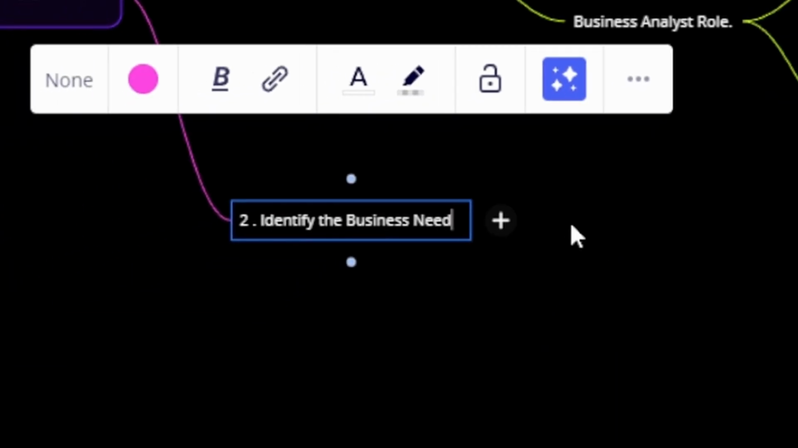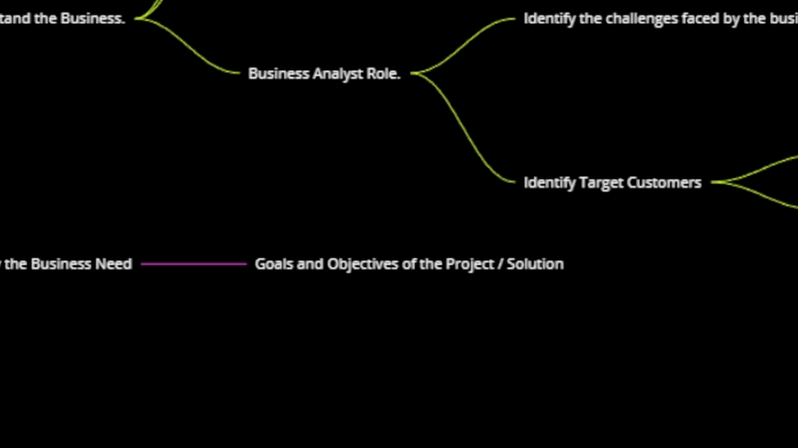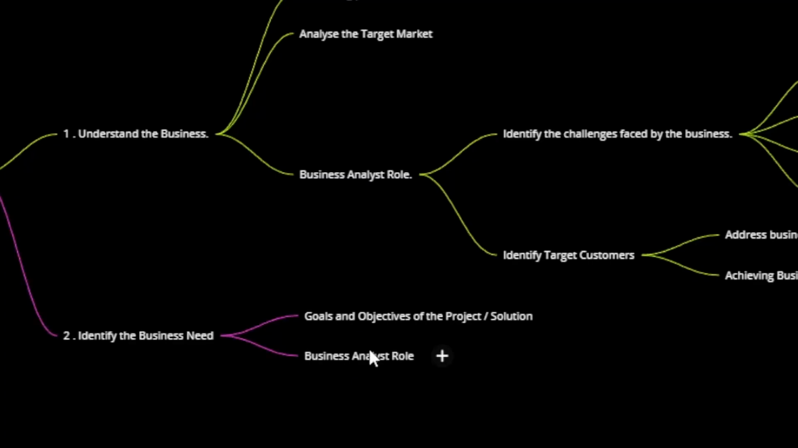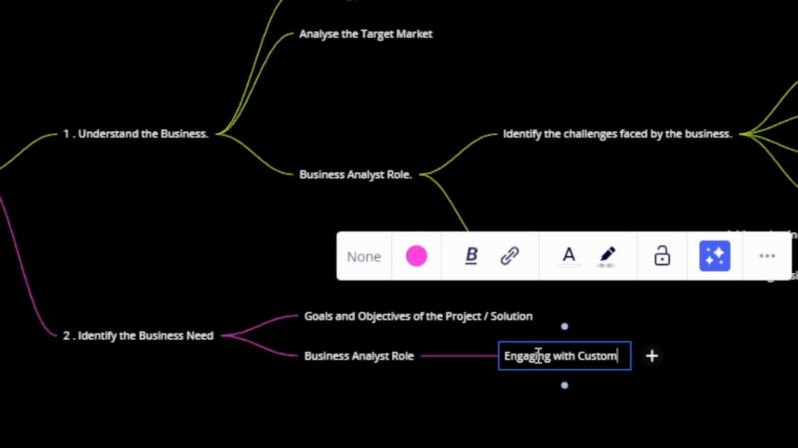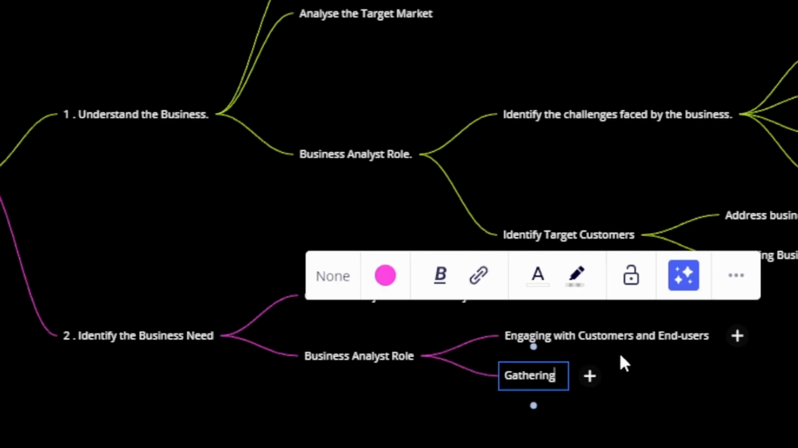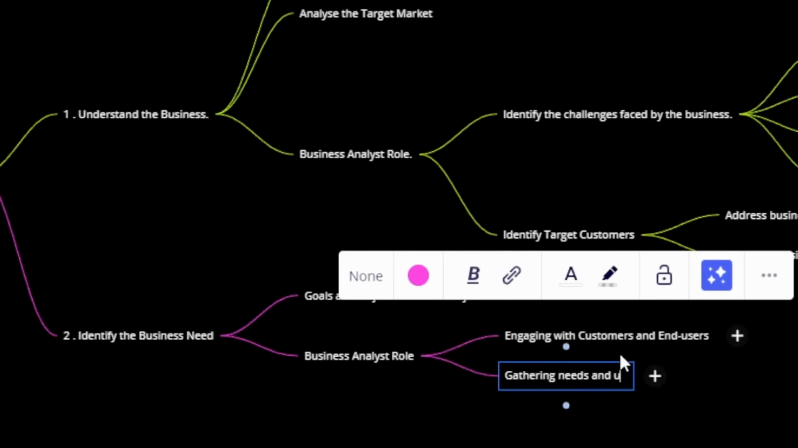2. Identify the business need. Identifying the business need, some people say business case, is one of the first steps in any project. The business needs are essentially the goals and objectives of the project, or even a solution in this case. The BA talks to the customers and the end users to gather their needs and understand why they want this particular project. Some people sometimes refer to this as a discovery phase, because it's when we are gathering information and researching to understand the problems and opportunities that we have on hand.